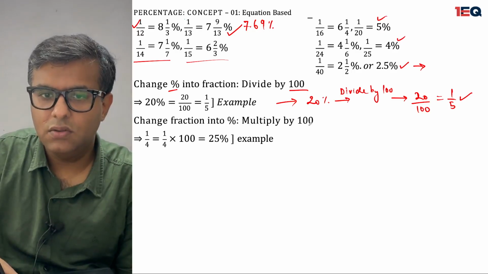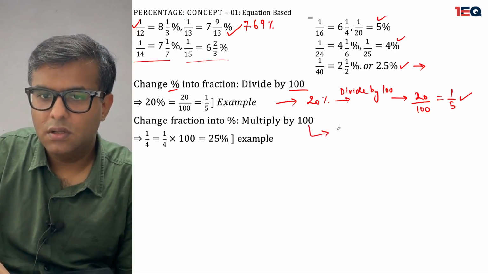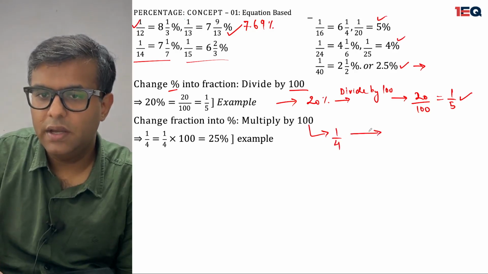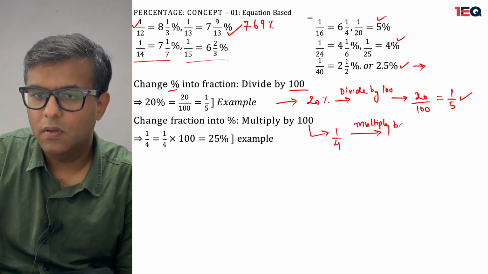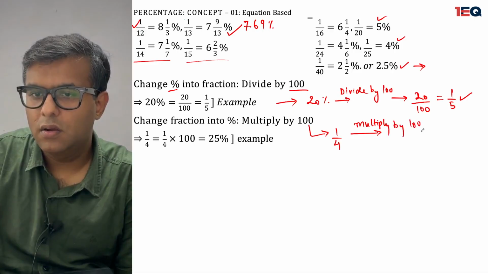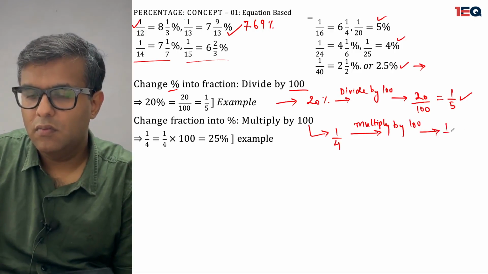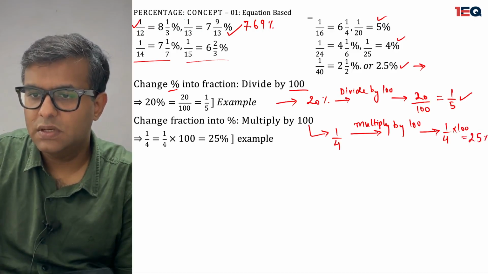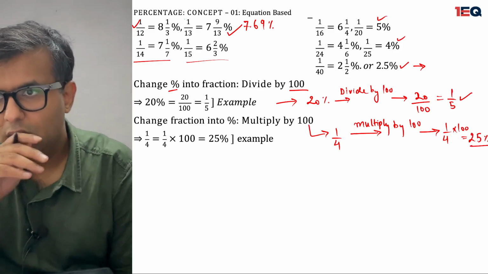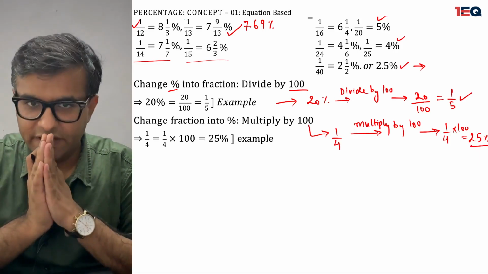Change fraction into percentage, like 1 by 4, then I multiply by 100. 1 by 4 into 100 equals 25%. I hope I've made myself very clear.